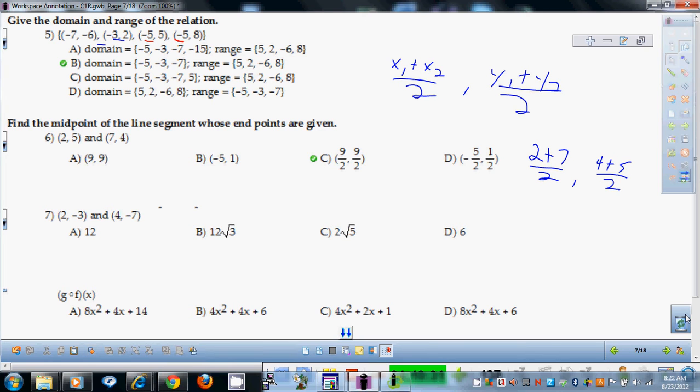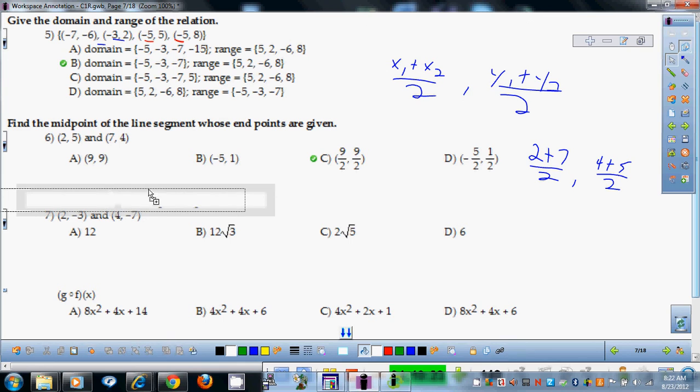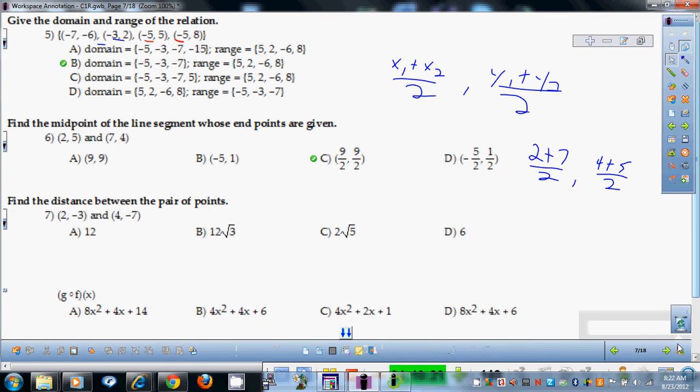Any questions on that one? Anybody have a theory about what number 7 is asking? I'm betting it is a distance. And it is. Find the distance between those 2 coordinates.